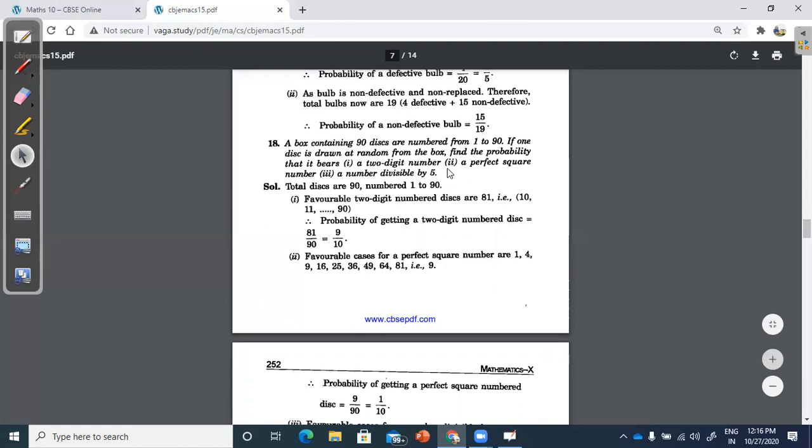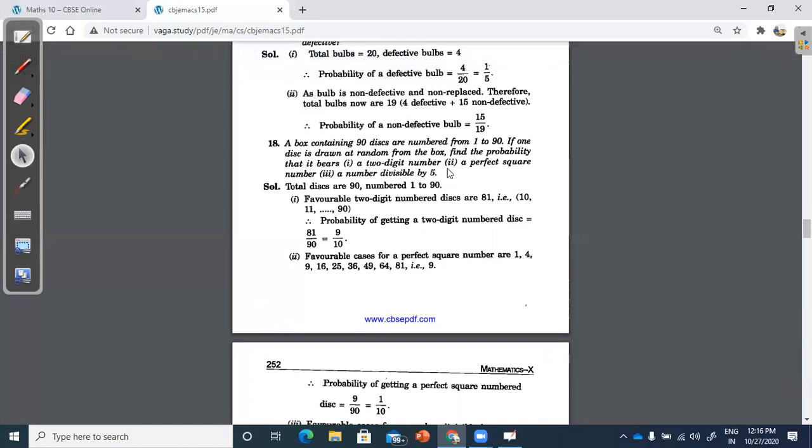Are you getting my point? There are a total of 90 numbers, out of which 9 are single digit numbers. So the remaining 81 will be double digit numbers. So 81, and what are the total numbers? 90. So the probability of getting a double digit number will be 81 upon 90. That is cancelling by 9, 9 upon 10.